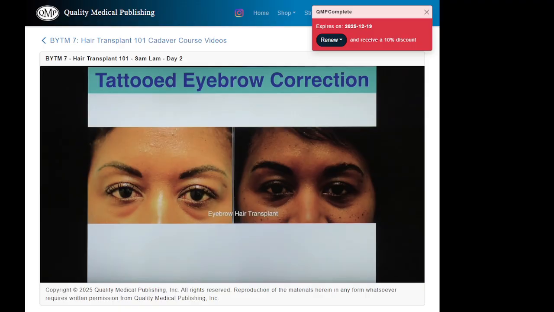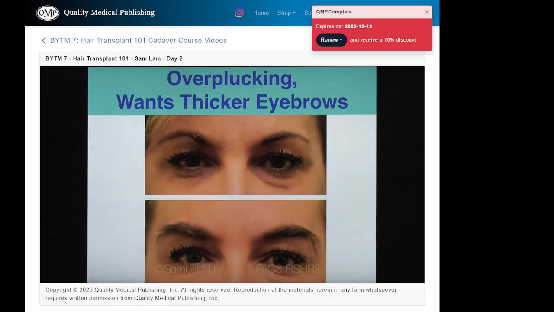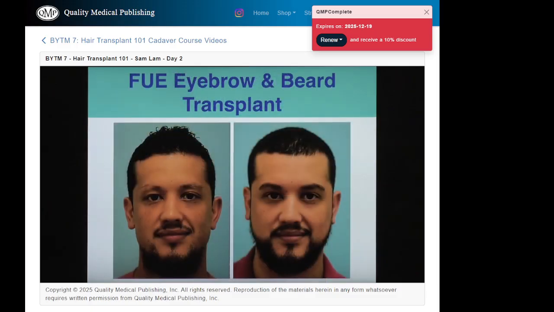Tattooed eyebrow correction is great because you just leave them there and they add better visual density in a single session. Overplucked tattoos just look like brush marks. You want to cover that, but you don't have to remove them. And then just overplucking, and they want thicker eyebrows, which is the trend nowadays. You can also do FUE for eyebrow and beard transplant in this area, using scalp for the up there, and then using beard to beard transplant for FUE.